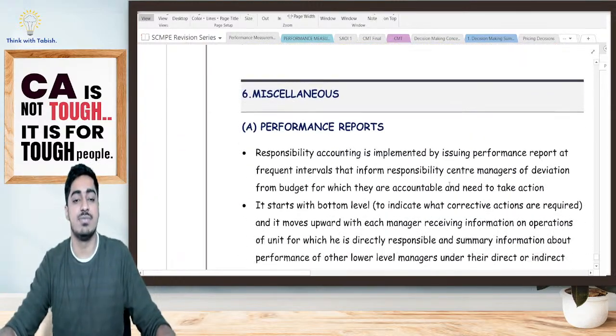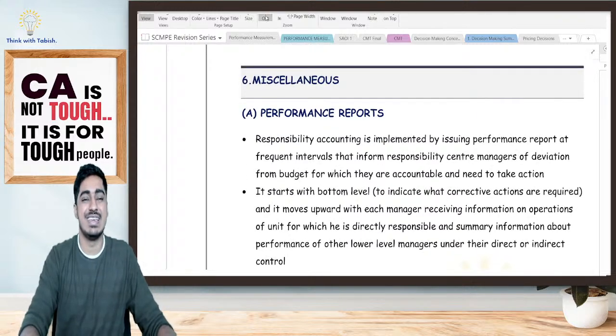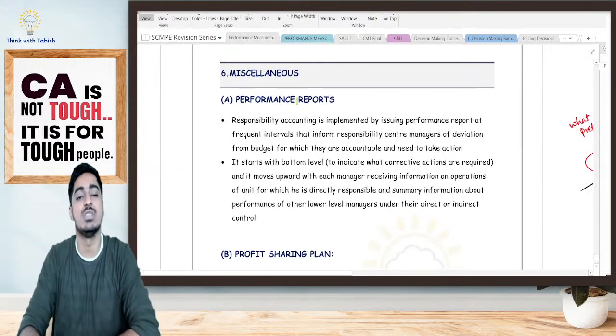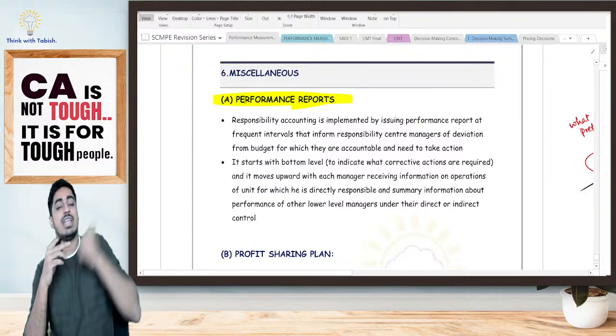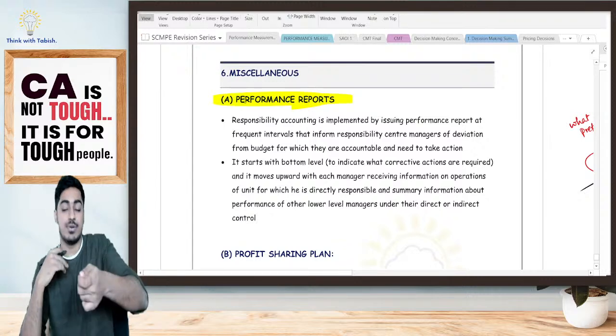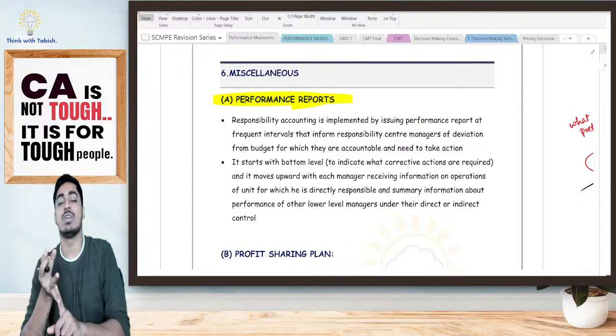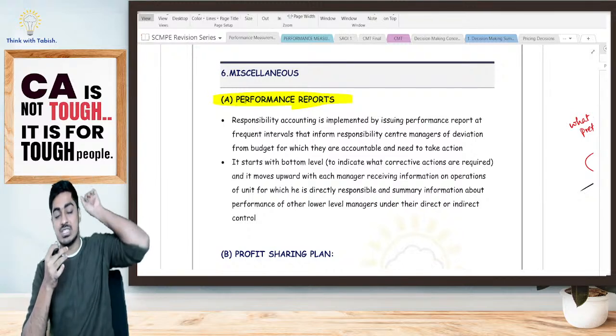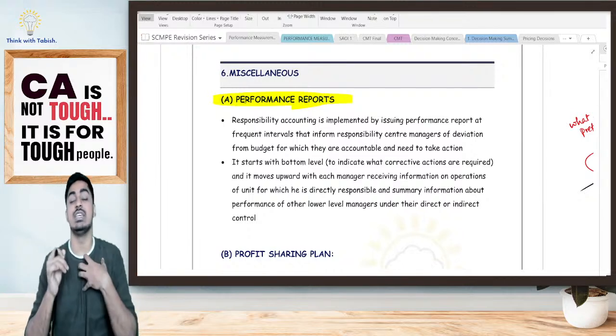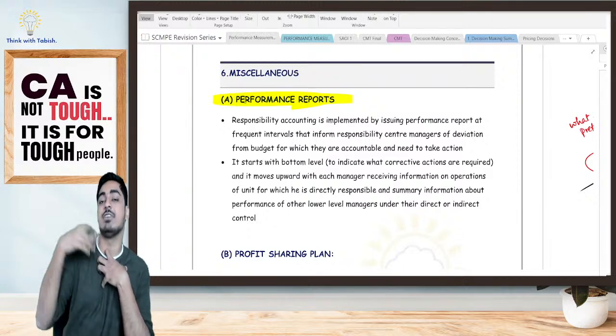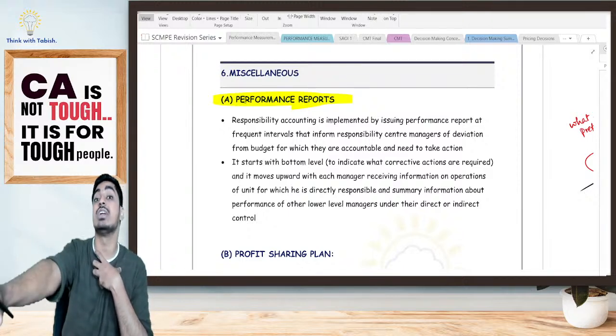With this, the chapter is over. One small miscellaneous area is there. Performance report. Once we have evaluated the performance, we should give them a report telling what all they've achieved, what all they've not achieved. This should be given to the person who has assigned responsibility. Suppose initially in my first example I have given Amanda the responsibility to take over Uganda's operations.